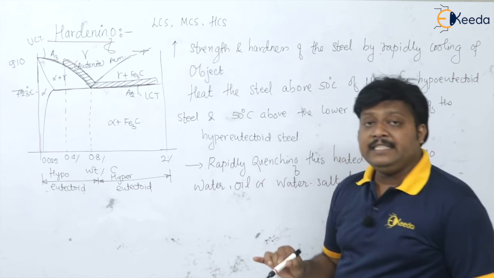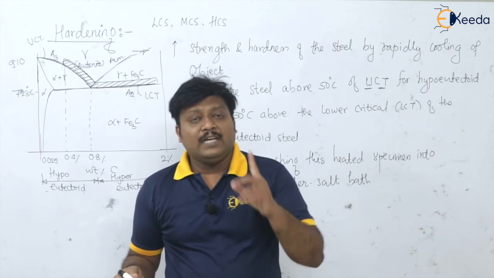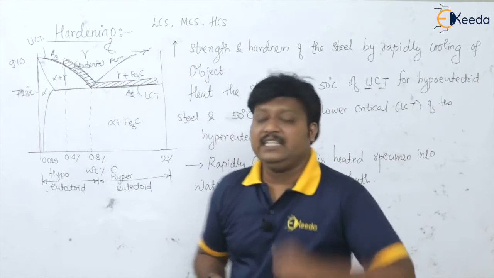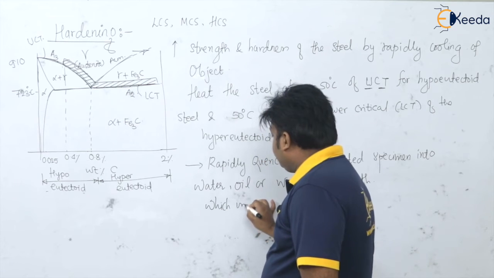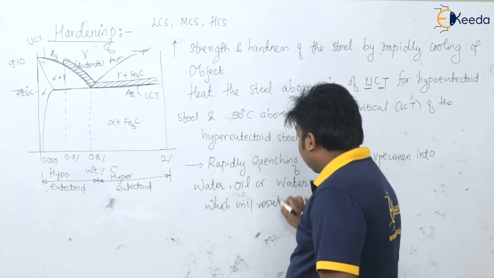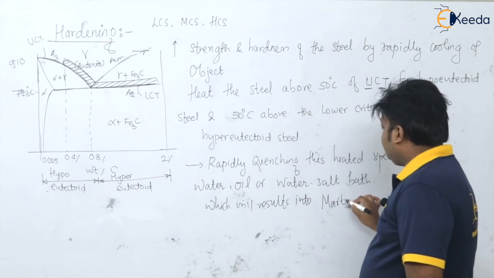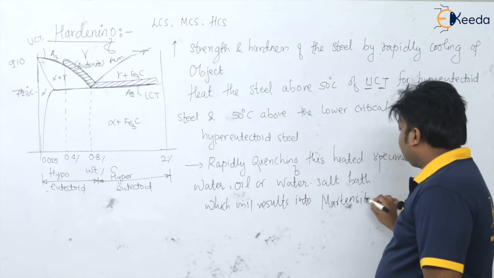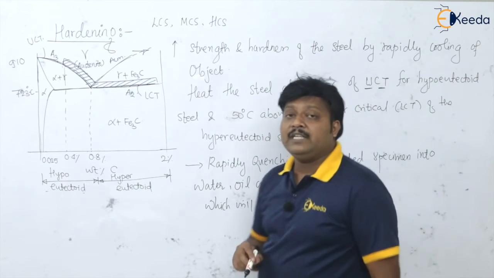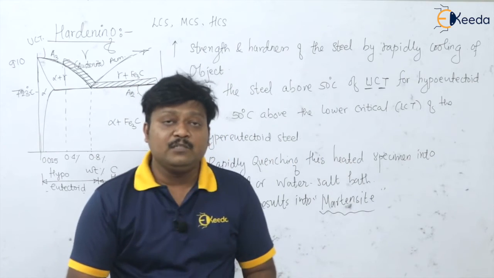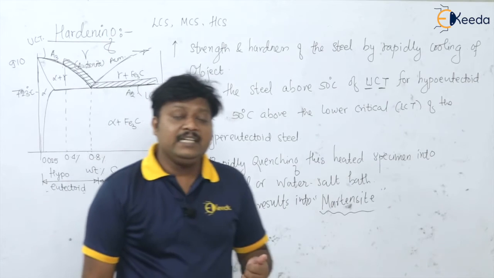And when we directly quench this specimen, what is going to obtain there? So we are getting which structure? Martensite is going to form, which will result in martensite, isn't it? So which structure are we going to get when we rapidly quench this specimen into the salt bath, water bath or oil bath? So we are going to get the martensite.